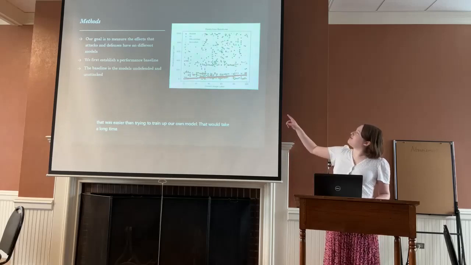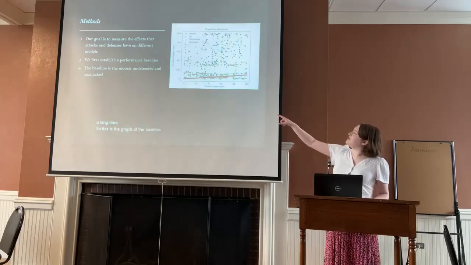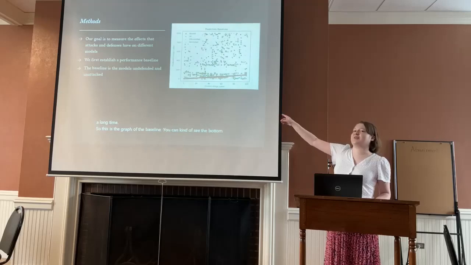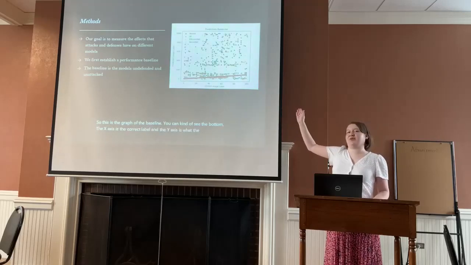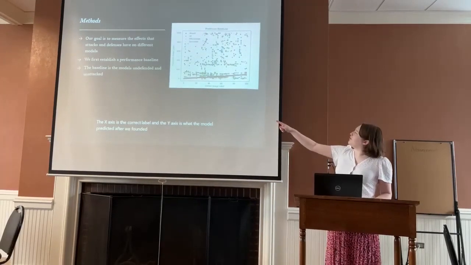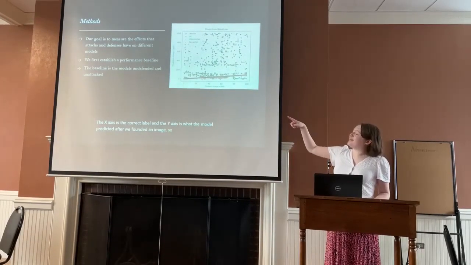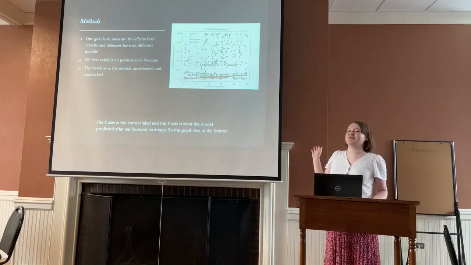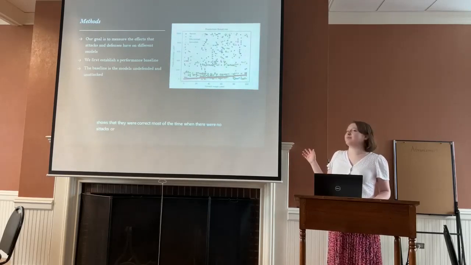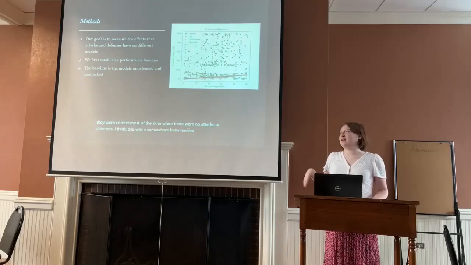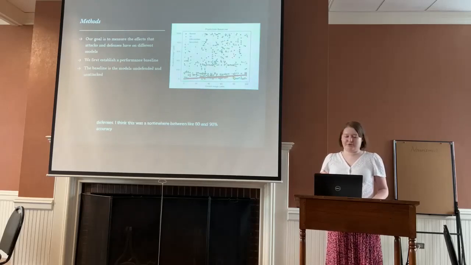So this is the graph of the baseline. You can see the x-axis is the correct label, and the y-axis is what the model predicted after you gave it an image. The diagonal line shows that they were correct most of the time when there were no attacks or defenses. I think this was something like 80 to 90% accuracy of the pre-trained models.